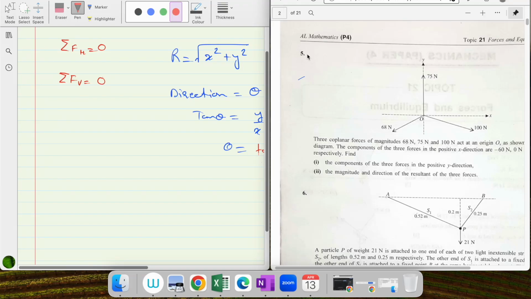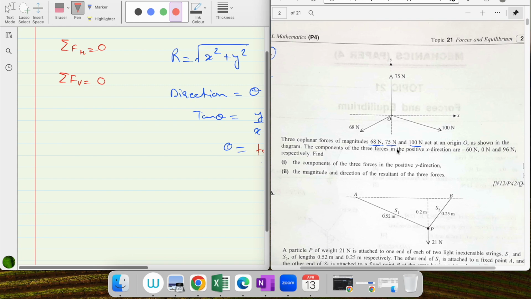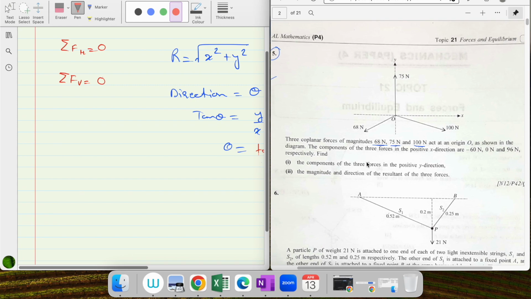Number 5 says three coplanar forces of magnitude 68 newtons, 75 newtons and 100 newtons act at an origin O as shown in the diagram. The components of the three forces in the positive x direction are -60, 0 and 96. When we look at these values, we can pretty much see which force would correspond to these components.